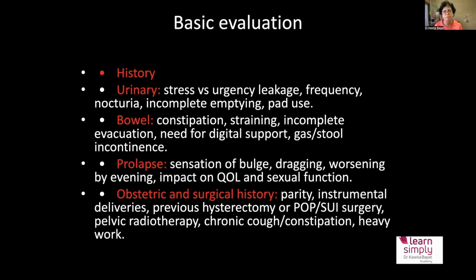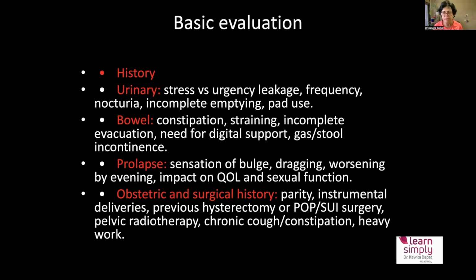Proper history: what is the obstetric history, what is the gynec history, when she had menopause, or no menopause, all the history points. But the special consideration in history is urinary: stress versus urgency leakage, frequency, nocturia, incomplete emptying, pad use. Bowel: constipation, straining, incomplete evacuation, need for digital support, then gas and stool incontinence. Prolapse: sensation of bulge, dragging, worsening by evening, impact on quality of life, and what is the sexual function.